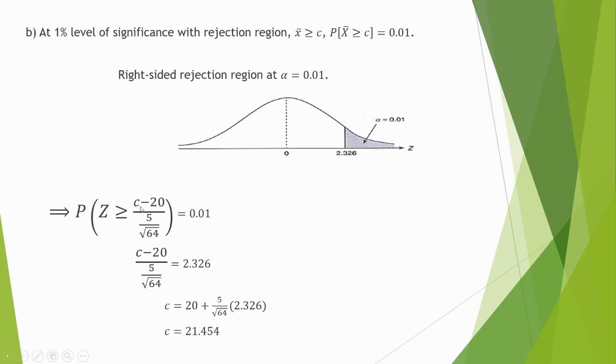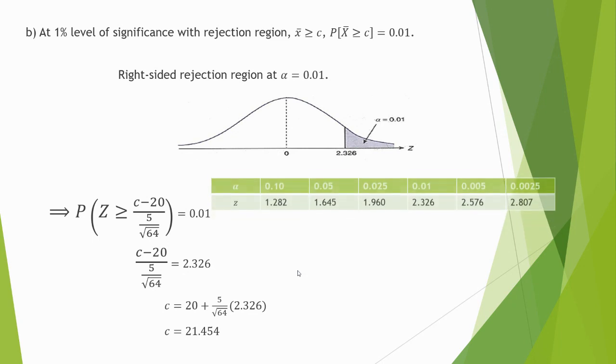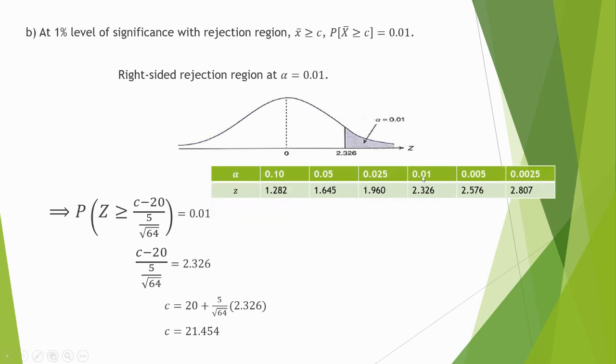Then because this is our z, C is our x value, so for C minus 20 we standardize using the test statistic, and then since we know the z value is 2.326, we equate both sides, so you can find the value of C. So C equals 21.454. Okay, 0.01 is this 2.326.